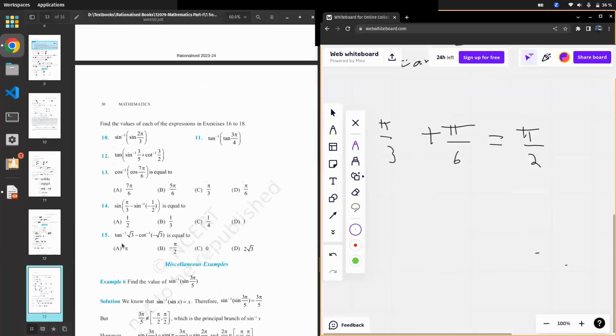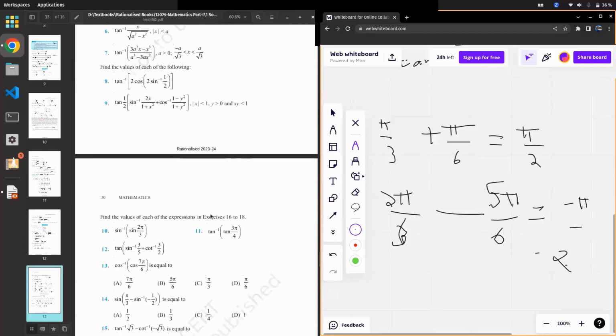So the 15th question. Tan inverse of root 3 minus cot inverse of minus root 3. So the value of tan inverse of root 3 is pi by 3, minus cot inverse of minus root 3. This is 2 pi by 3. Sorry, it is not 2 pi by 3. It will be 5 pi by 6. So pi by 3 minus 5 pi by 6 is equal to 2 pi by 6 minus 5 pi by 6 is equal to minus 3 pi by 6 is equal to minus pi by 2. So option B. So we have completed the exercise 2.2.